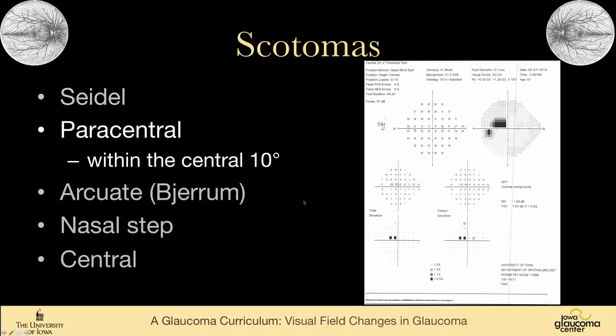We can have paracentral defects within 10 degrees, such as this defect we see here in the left eye. So it's a superior defect caused by inferotemporal fiber loss. And again, you should look at this and say, does this fit the nerve fiber layer pattern? And the answer is yes, it does.